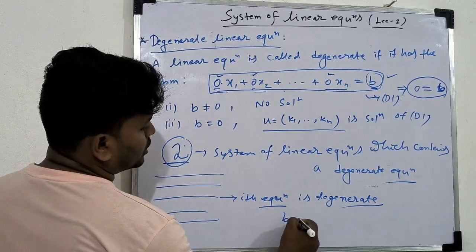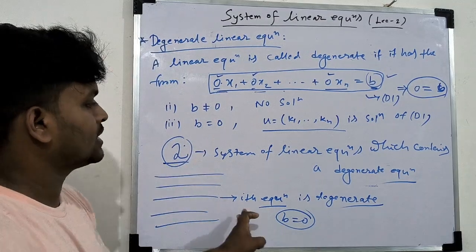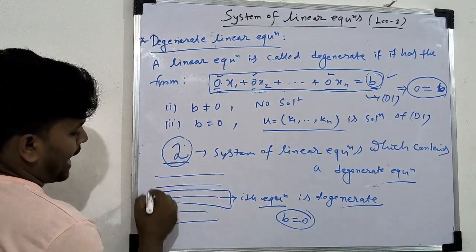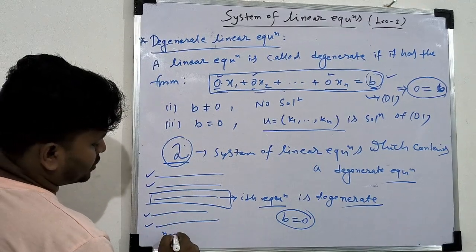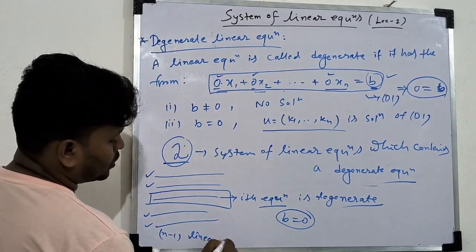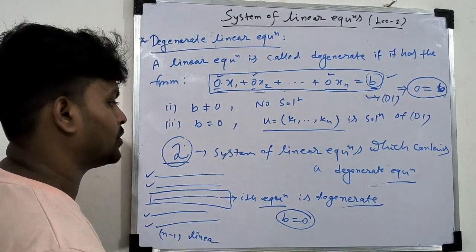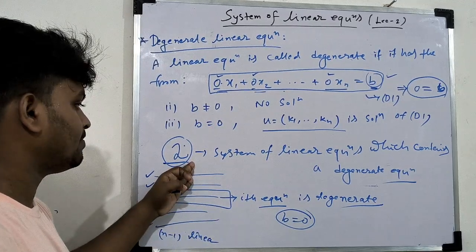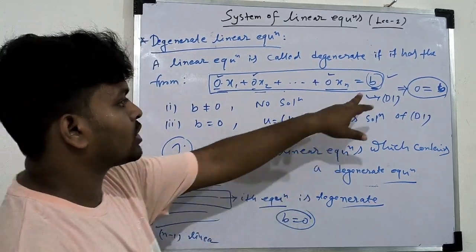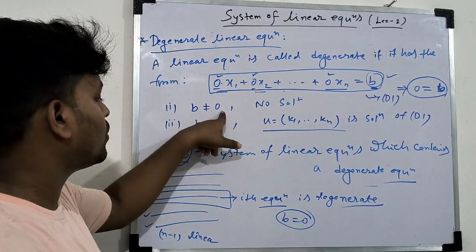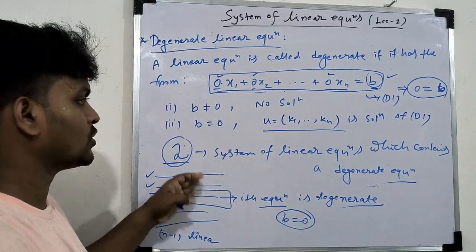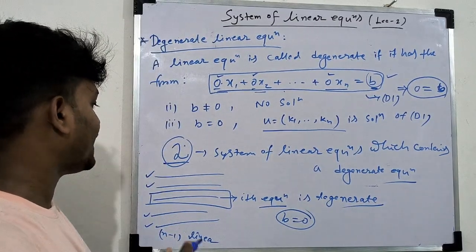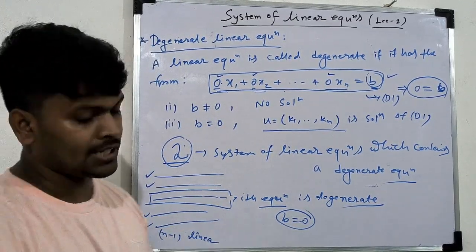And if b equals 0, every solution will be a solution of this degenerate equation. So to solve this system, we delete this equation and we solve the other n minus 1 linear equations which are not degenerate. So whenever a degenerate equation is contained in the system, we look at the constant term value. If b is not 0, we simply say this system has no solution, and if b equals 0, then we can find the solution by deleting this degenerate equation from the system.